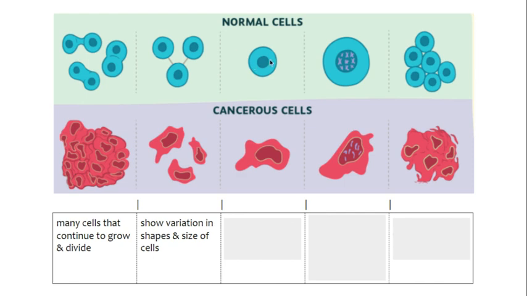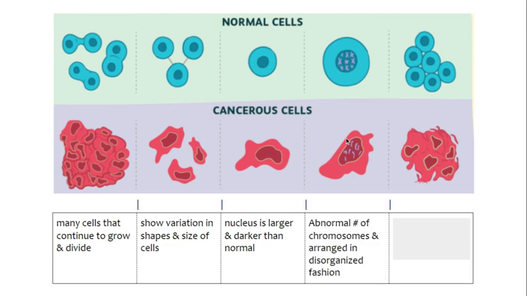You can see here that in this normal cell, the nucleus is fairly normal. Here in the cancer cell, it's larger and darker than normal. Here in this normal cell, the chromosomes are nice and even. In this cancer cell, there's an abnormal number of chromosomes and they're arranged in a disorganized fashion. And again, here, the normal cells have boundaries. They're not dividing beyond their specific area. Cancer cells are clusters of cells with no boundaries.